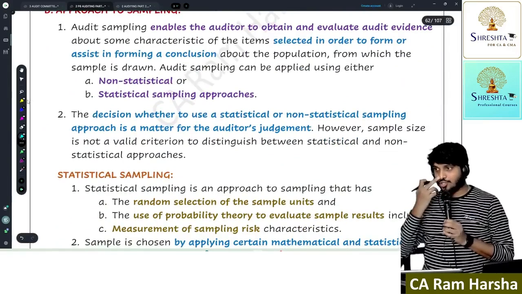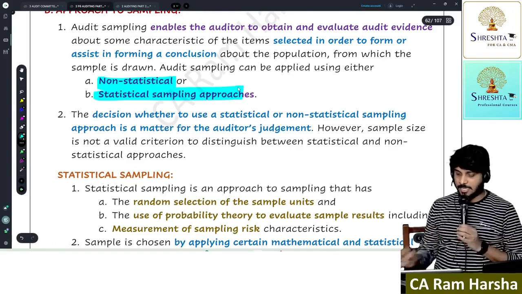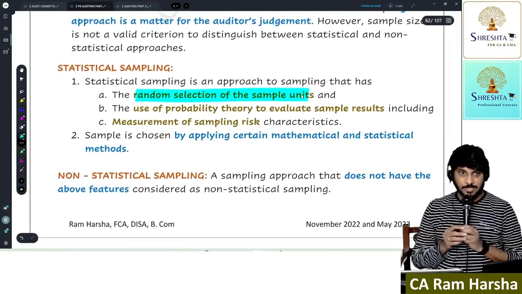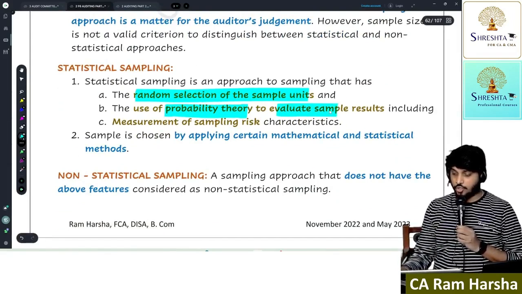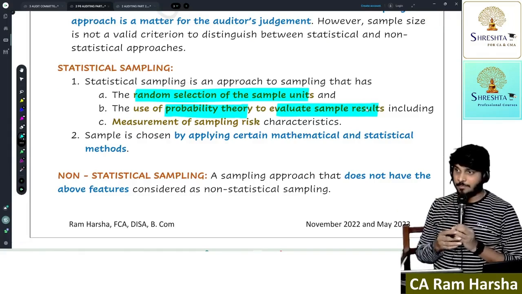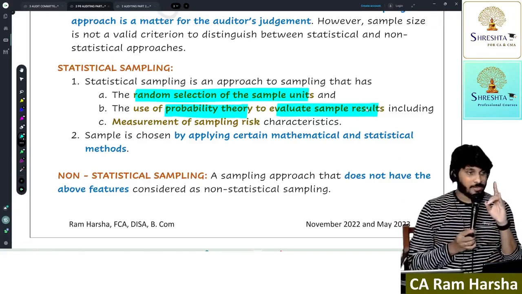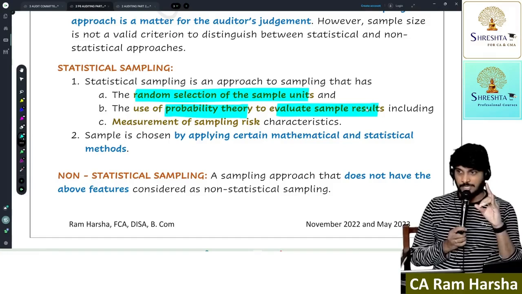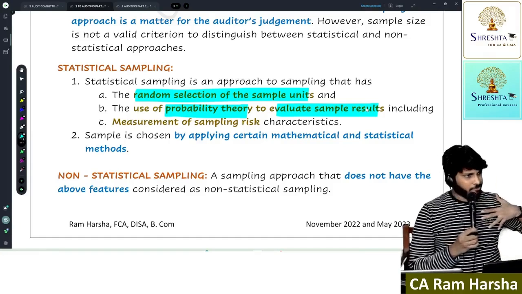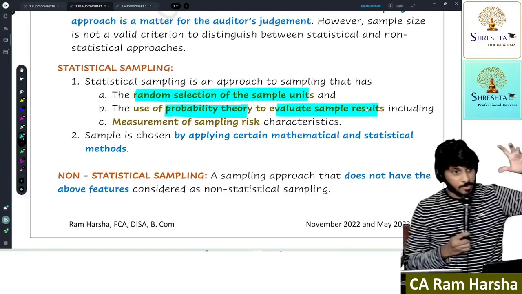Now, what is the approach to sampling? We have two approaches. One is the non-statistical approach, another one is statistical. What is the statistical approach? Where selection will happen on a random basis, where we use probability theory to evaluate the sample results. What is probability theory to evaluate sample results? Suppose out of 277, I have selected 20 samples, and if I discover one mistake, it's 5%. 1 by 20 means 5%. I naturally feel that in the 277 also 5% mistakes were there. This is called probability application.